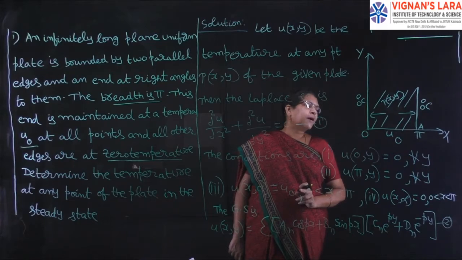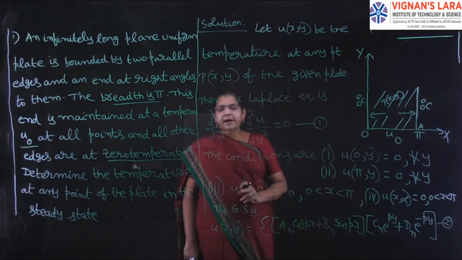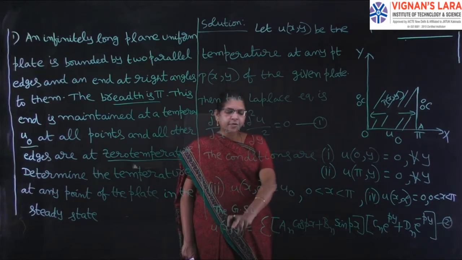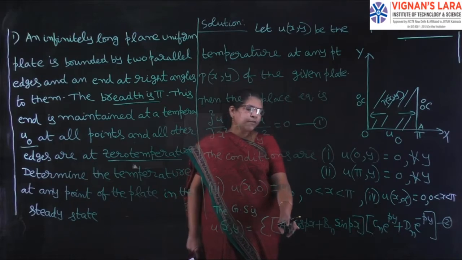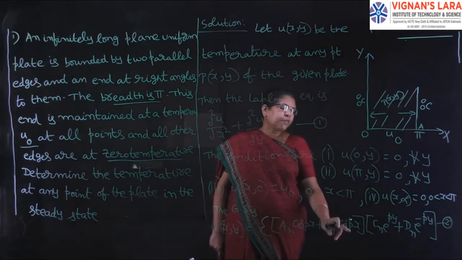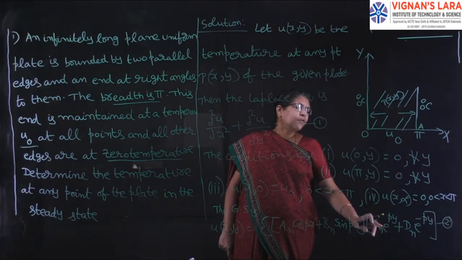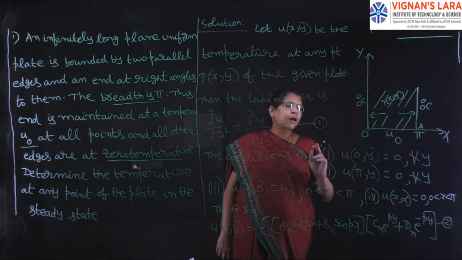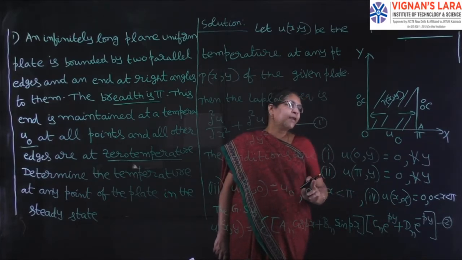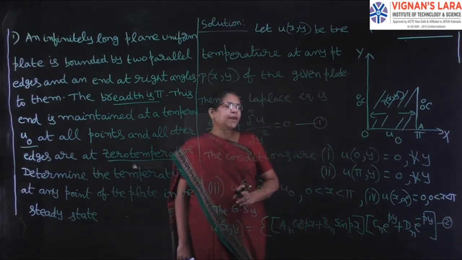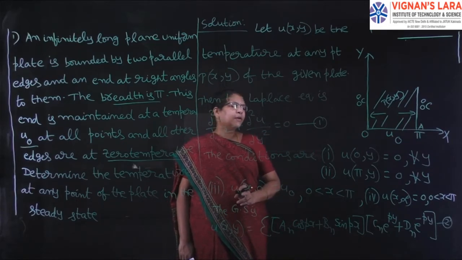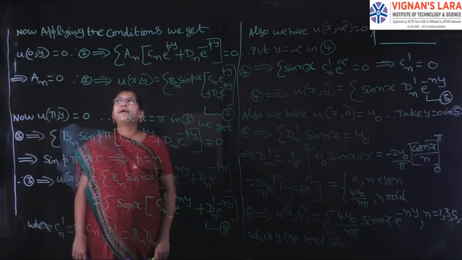I already said that we have to remember the general solution. What is the general solution? U of x comma y equal to summation of (an cos px plus bn sin px) into (cn e power py plus dn e power minus py). Take this as equation number 2. Now we will apply the four conditions for equation number 2, and we will calculate the values of an, bn, cn, dn.